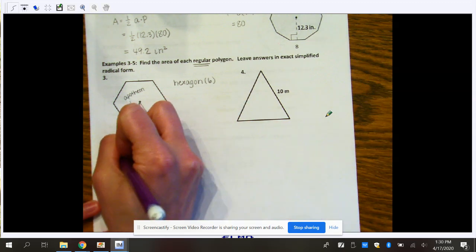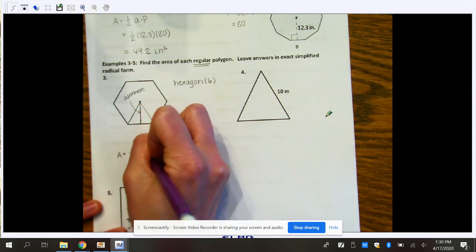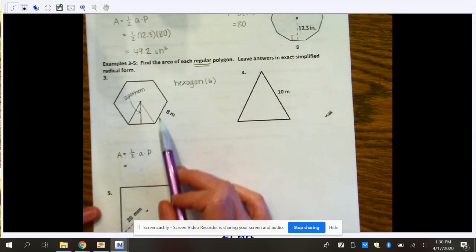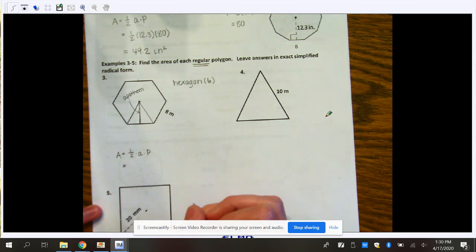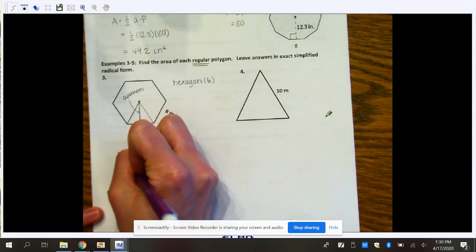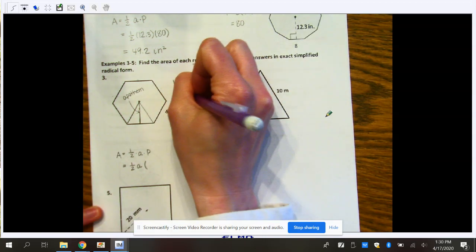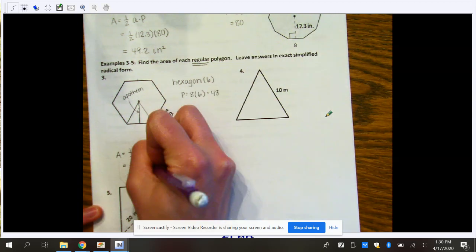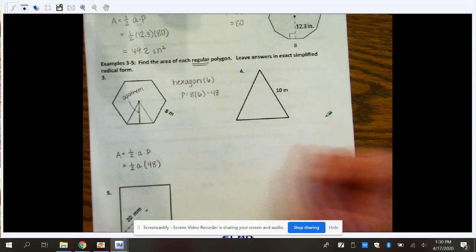Because in my formula for area, it's 1/2 times the apothem times the perimeter. Well, I don't know the exact perimeter right now, but I do know that the side length is 8. So if I just substitute that in, 8 times 6 is 48. So now I have to find the height of this, which is the apothem.